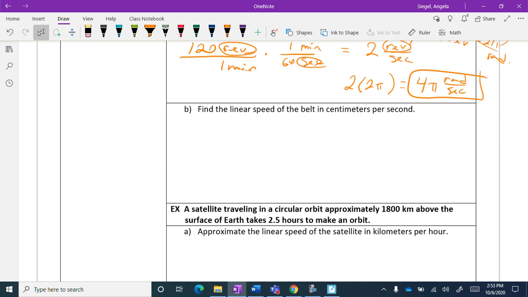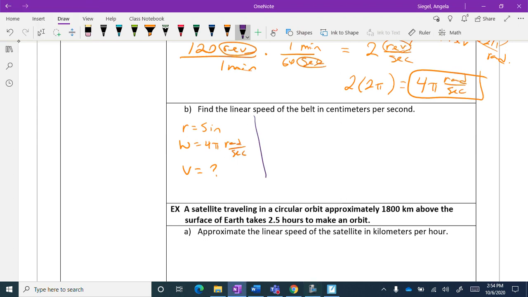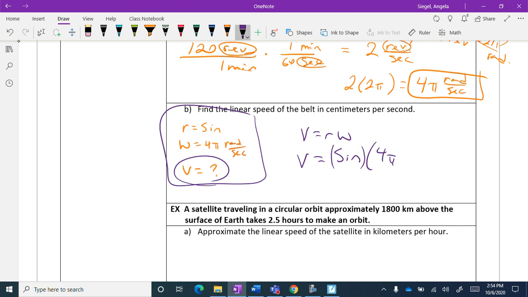Okay, so find the linear speed of the belt in centimeters per second. So I'm going to ask myself, well, what do I have? Well, I have this, and I need to find that. And so I know that V equals RW. So V equals 5 inches times 4 pi radians per second. So remember, the radians kind of bow out, and so I'm left with 20 pi inches per second.